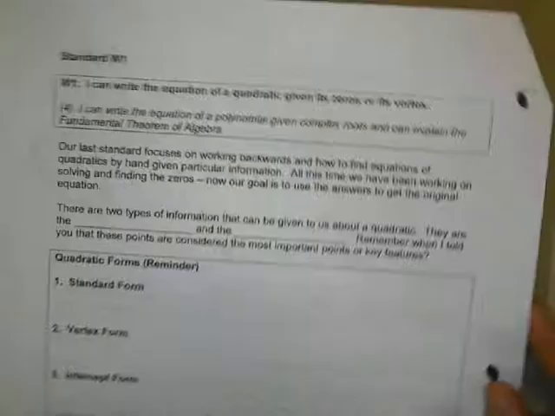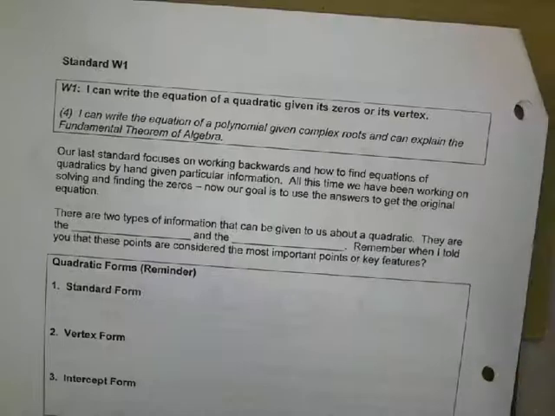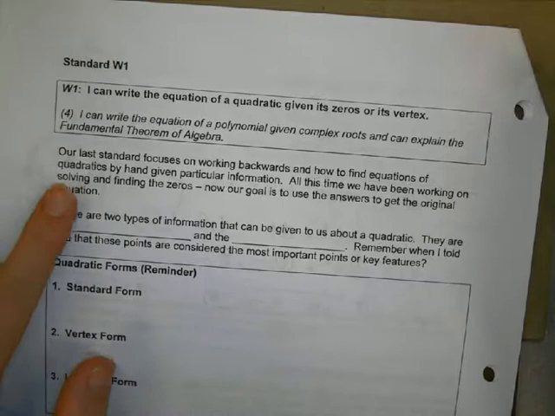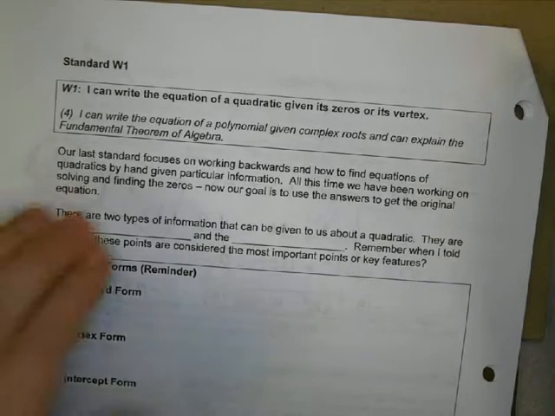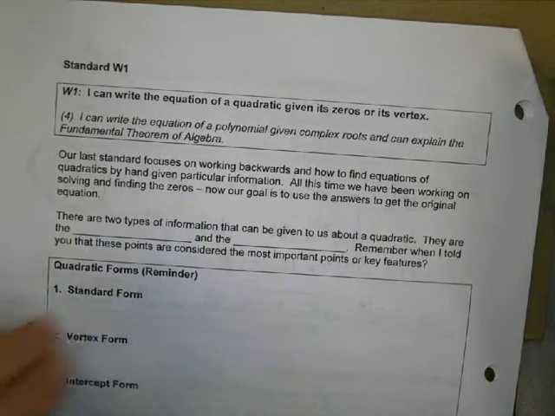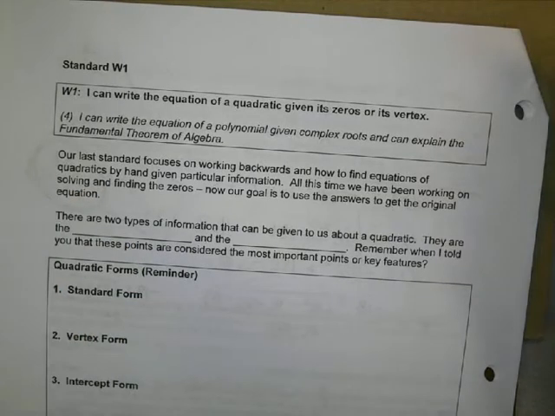Your last standard is you can write the equation of a quadratic given its zeros or its vertex. This last standard focuses on working backwards and how to find equations of quadratics by hand given particular information. All we've been doing up to this point has been solving and finding the zeros. Now our goal is to start with information and work backwards to get the original equation.